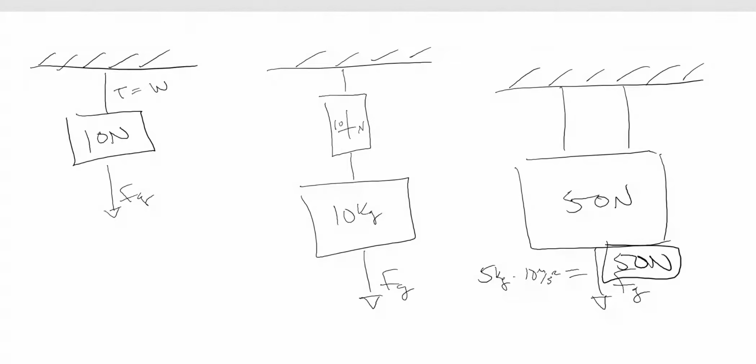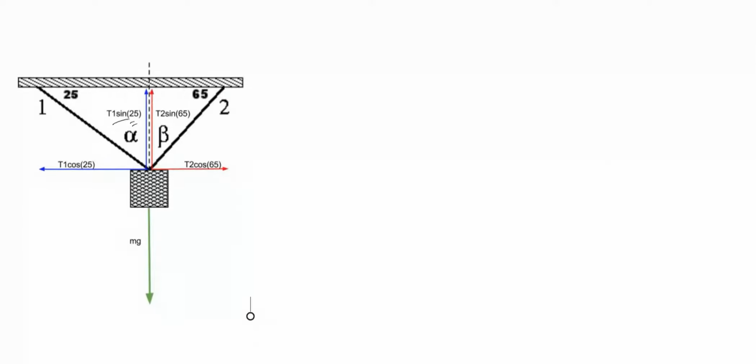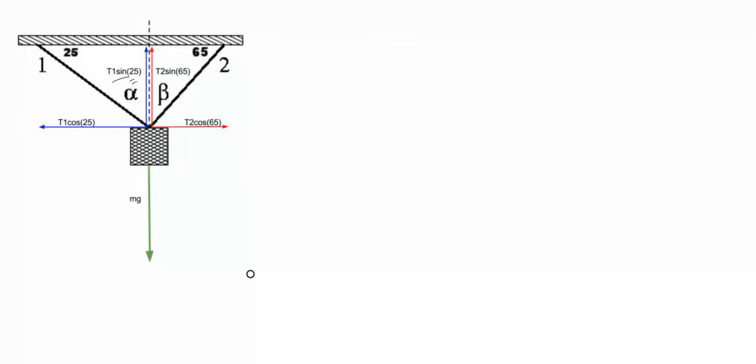The total tension going up also has to total 50 newtons. So since there are two strings now, each string would support 25 newtons. Makes sense, right? So the downward force equals the upward force. Well, now let's look at this situation when everything is not vertical, but we have these angles involved.